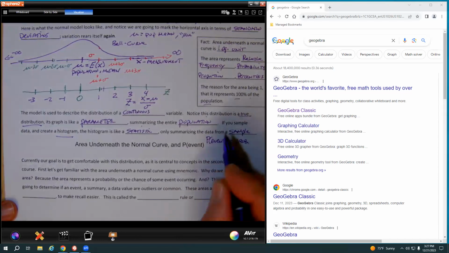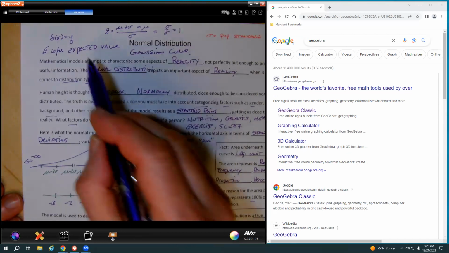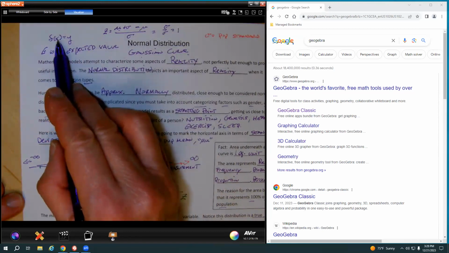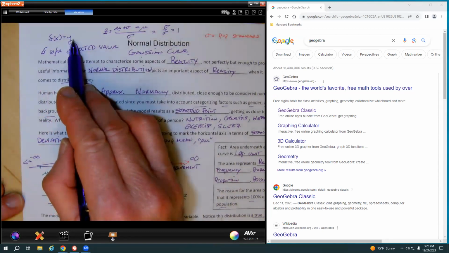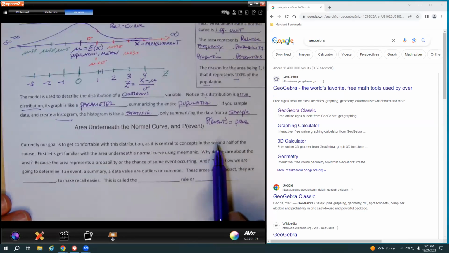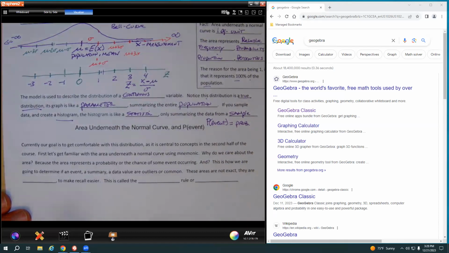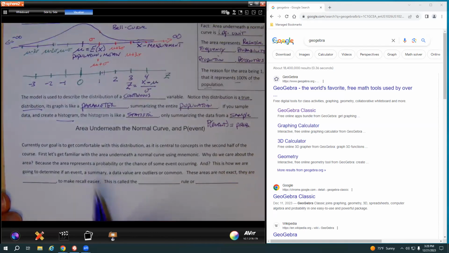So again, this is tied to function notation, where we input something into the function and out comes the output. This is just a way of describing to the reader what we're about to do. Currently our goal is just to get comfortable with this distribution. It's central to the concept in the second half of this course. First, let's get familiar with the area on a normal curve using a mnemonic.